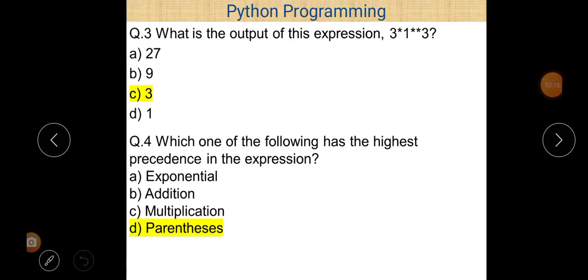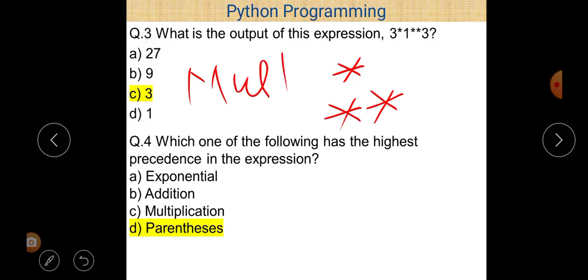Okay, let us take another question. What is the output of the expression 3 star 1 double star 3? Now first of all, the important thing in this question is there are two operators used. First one is star and second is double star, asterisk and double asterisk. So what is the meaning of these two operators? As you know, star represents multiplication, and double star represents exponent.